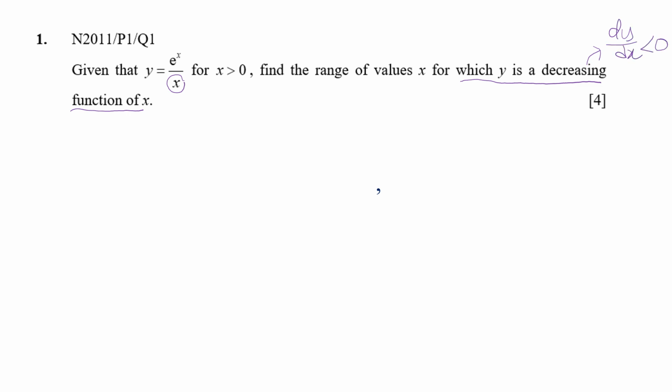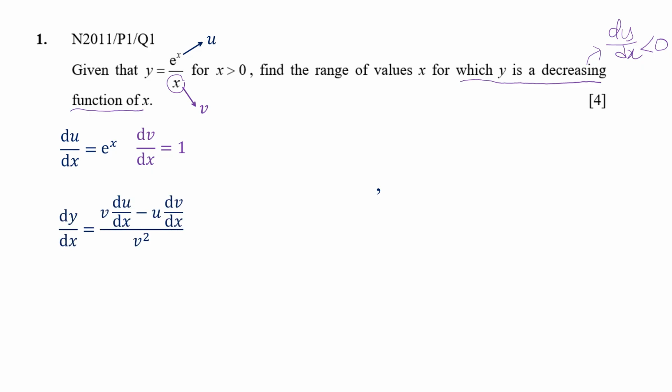Okay, so we're going to apply the quotient rule first to differentiate to find our dy/dx. So this is the usual steps that we do. Let your numerator be u. So when you differentiate e to the power of x, you just basically get back e to the power of x. Let the denominator be v. You differentiate v over x, you get 1, because you differentiate x, you get 1. All right, so let's write down the formula for the quotient rule.